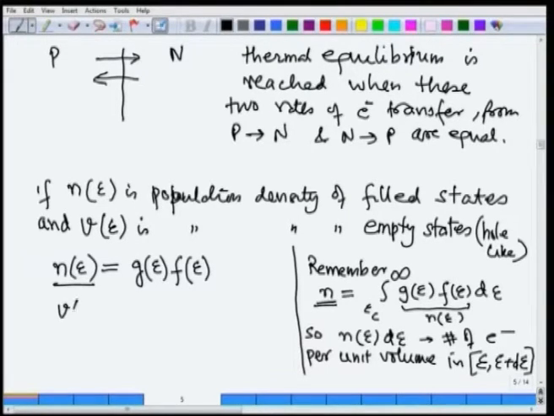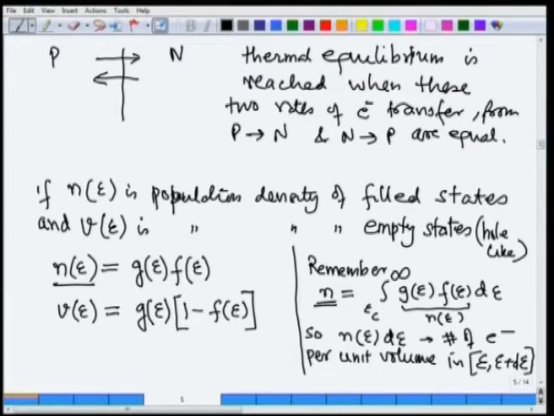Similarly, V of E we will write as the same density of states multiplied by the probability of not finding an electron. Since f of E is the probability of finding electrons, 1 minus f of E is the probability of finding holes, or not finding electrons. So this is what these two quantities would be.